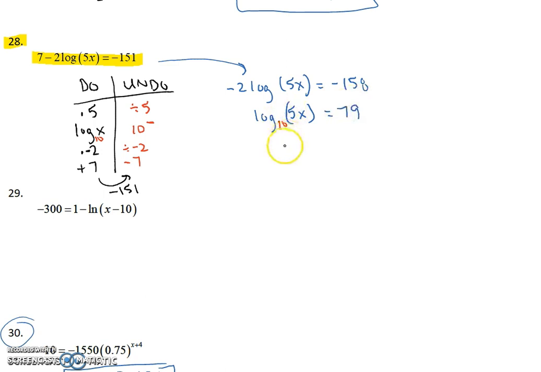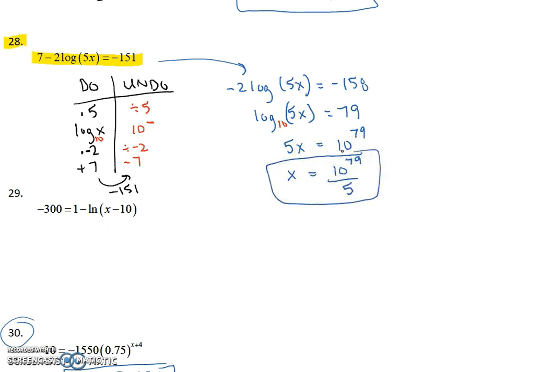Here's where I now need to undo the log, so I have to rewrite this as an exponential. Now if I do that, that means I'm left with what's inside the log, 5x equals 10, which was that base, to the power of what I have on that right side, 79. And then lastly, I divide by 5.